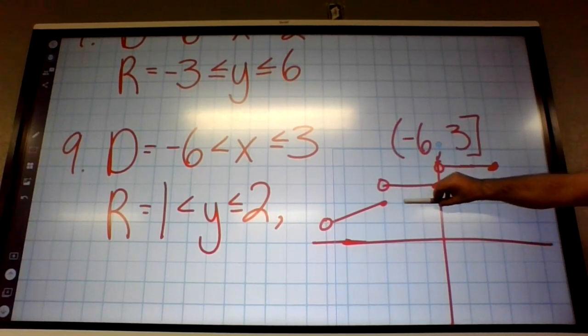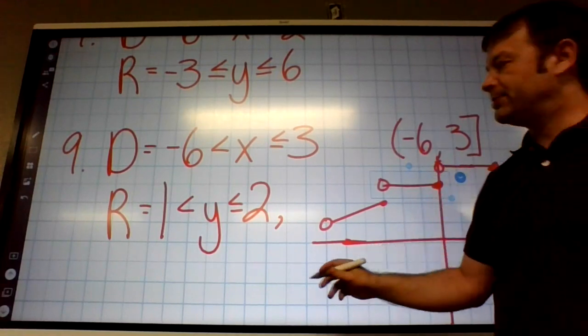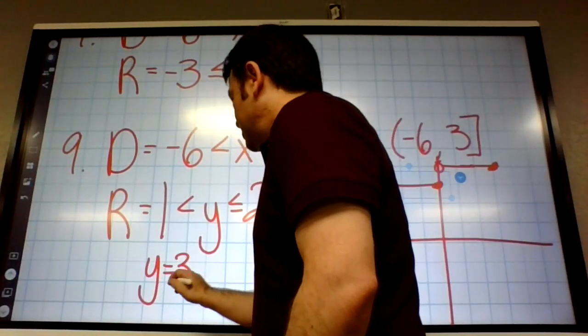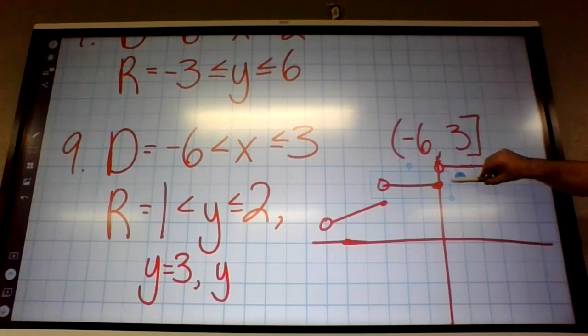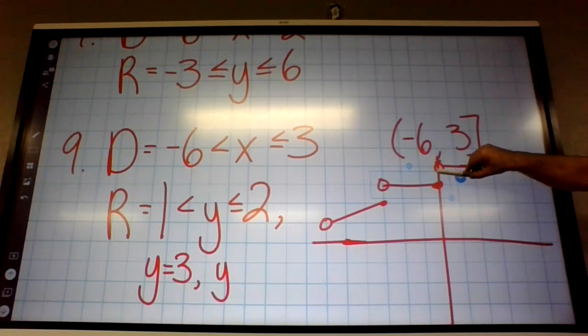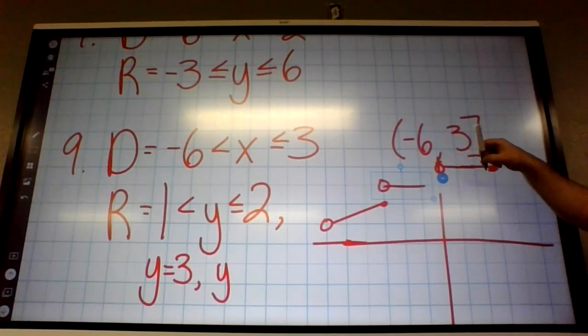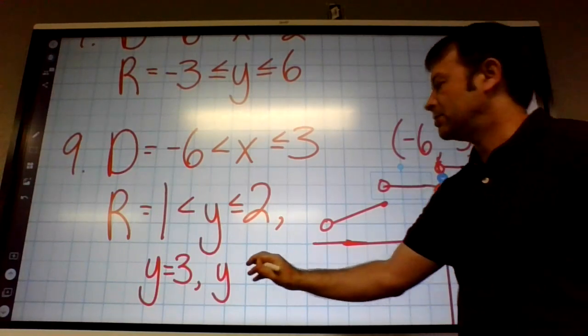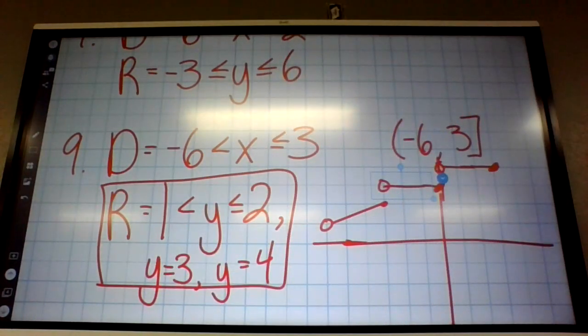There are no y values from 2 to 3, but there is a y value at 3. You guys see where I'm getting this? So I'm just going to put y equals 3, comma, what other y value is included? Y equals 4. Okay, so it's not a continuous set of points. This set of points is continuous. Then we just have y equals 3 and y equals 4. So that's the range. Fortunately for you guys, that was the only weird one in that group. Hopefully that made sense though.